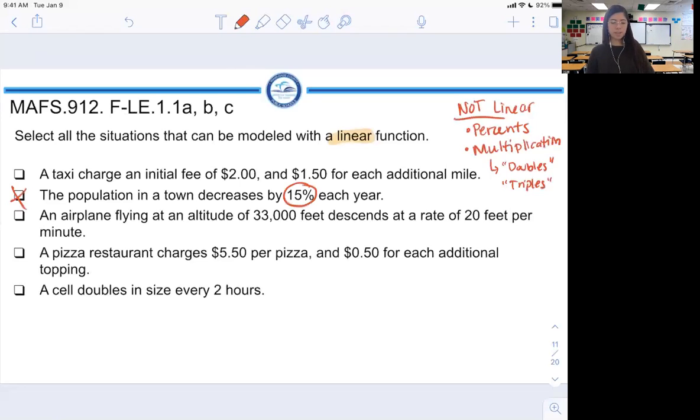What else can I eliminate? Tyrone says eliminate C. What's wrong with C? Never mind. Yeah, C is actually fine. C is definitely linear if you think about it. It's just flying, it's doing its thing, and then it descends at a constant rate, 20 feet per minute. No percentages, no multiplication words. We're good with that.